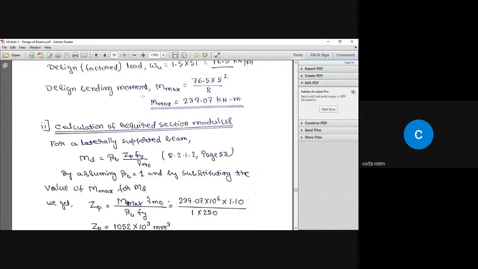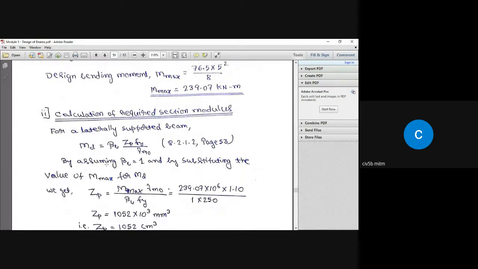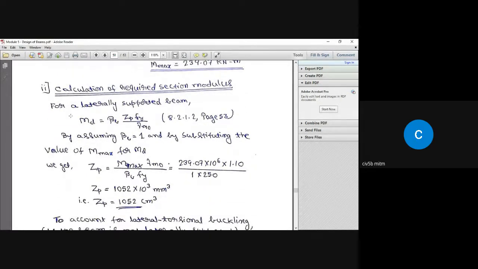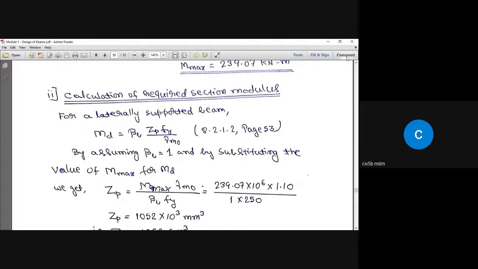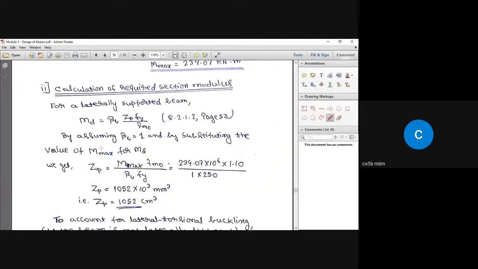So I covered this part for how to find out Mmax. And also I covered the next step, that is calculation of required section modulus. So I'm going to go over it briefly once again. I'm going to make use of this formula, that is MD equal to beta B ZP Fy divided by gamma MO. This formula I got from 8.2.1 for laterally supported beam.